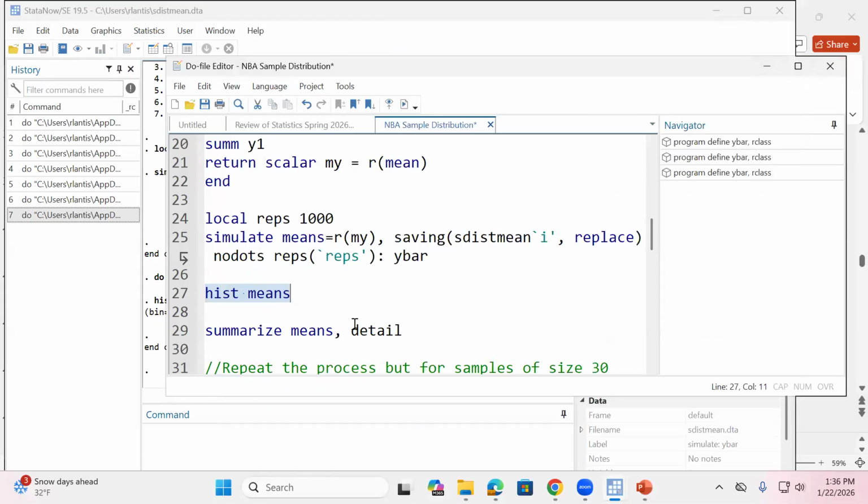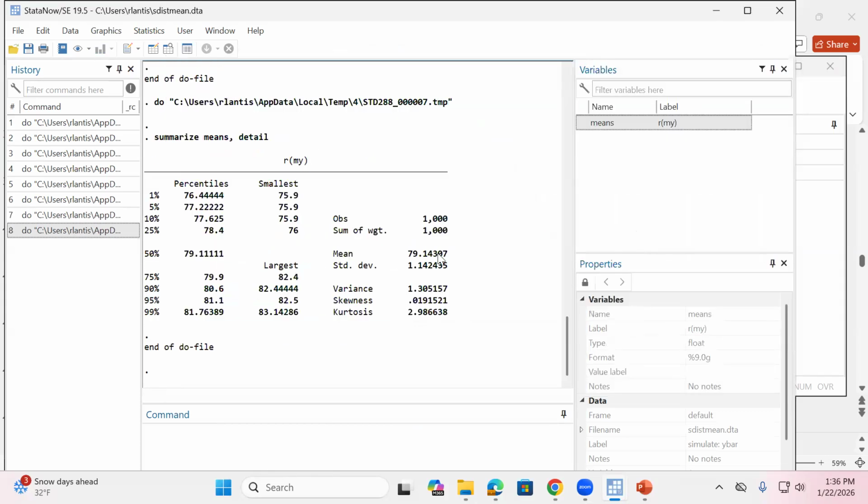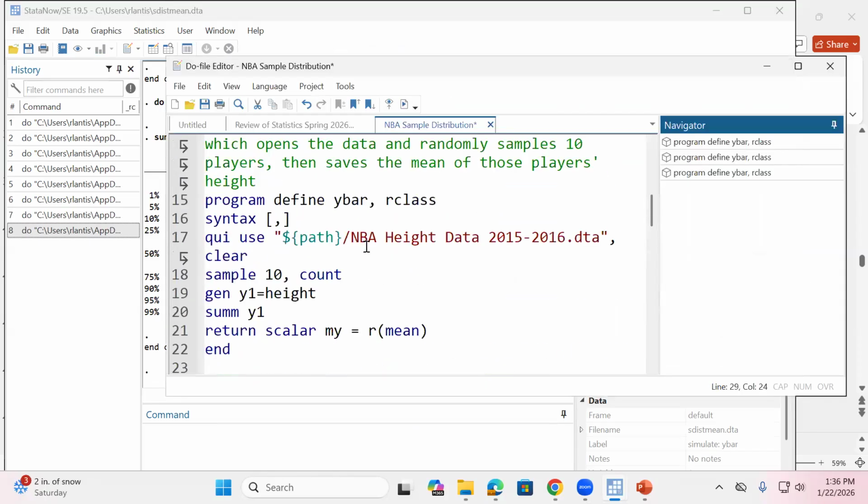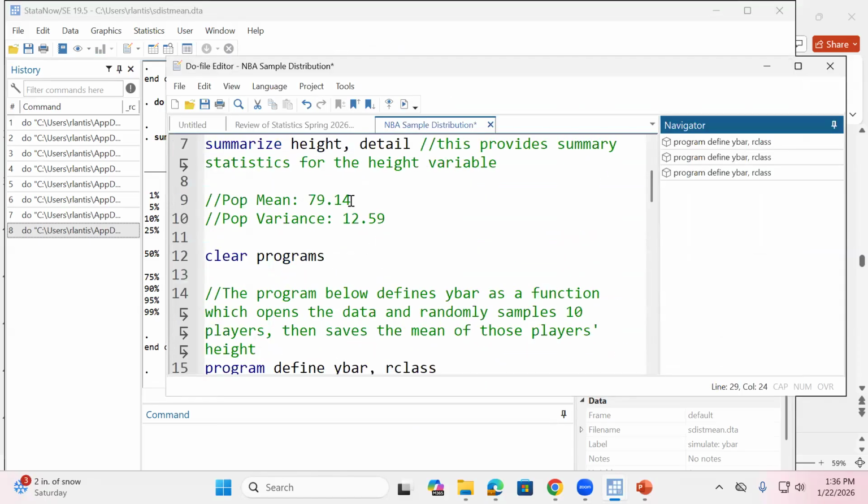Okay, now what should the mean of all those sample means be? We said if we take enough samples, the mean of those sample means should always be the true population mean. So I've got these 1,000 different sample means. If I use the summarize command, that will give me the mean of those sample means. Sure enough, it ends up being 79.14, which is exactly what we found as the population mean. Okay. So if I can take enough samples, that distribution of those sample means will be centered around the true mean, or true population mean, I should say.